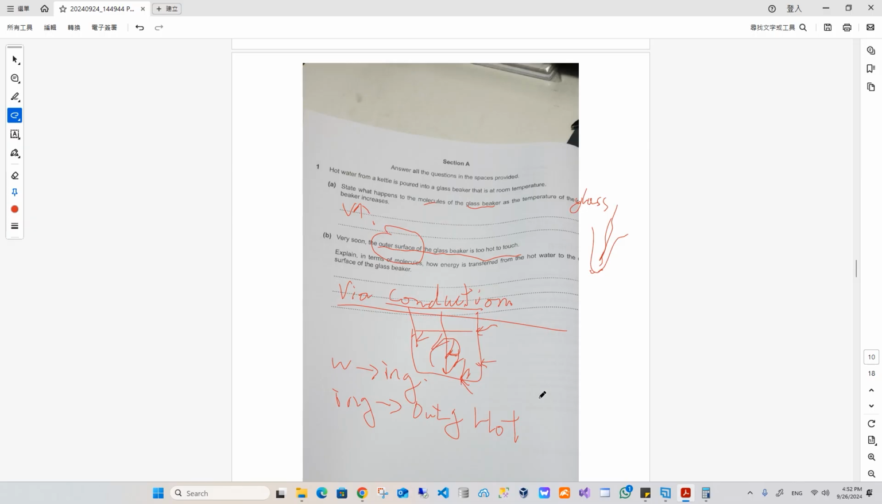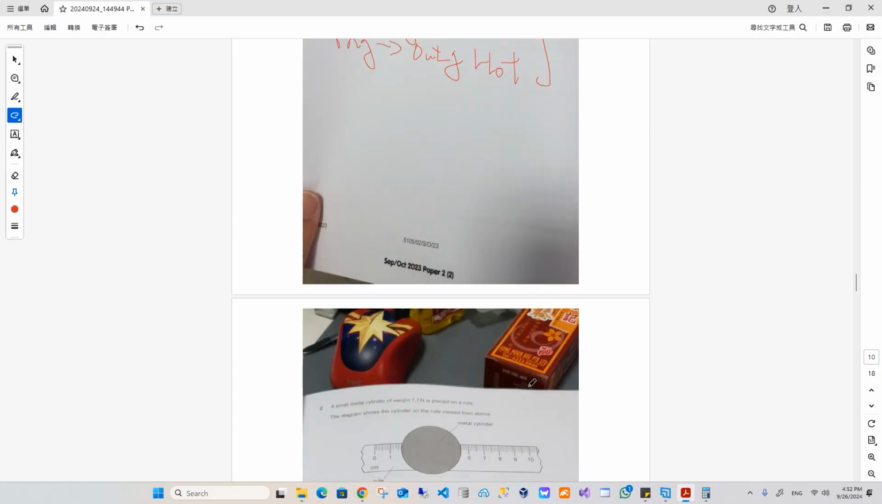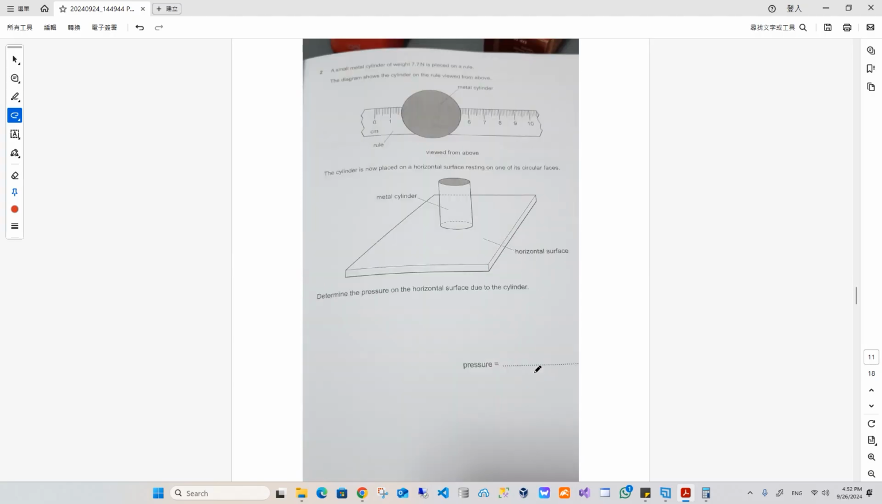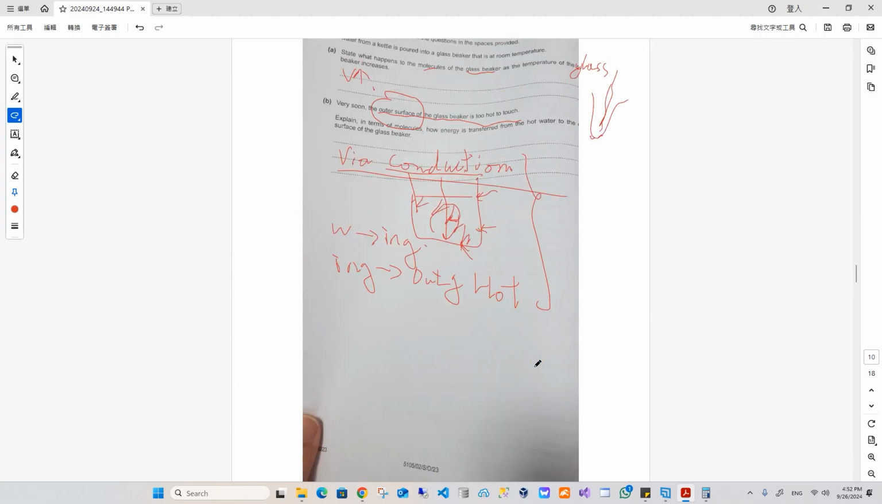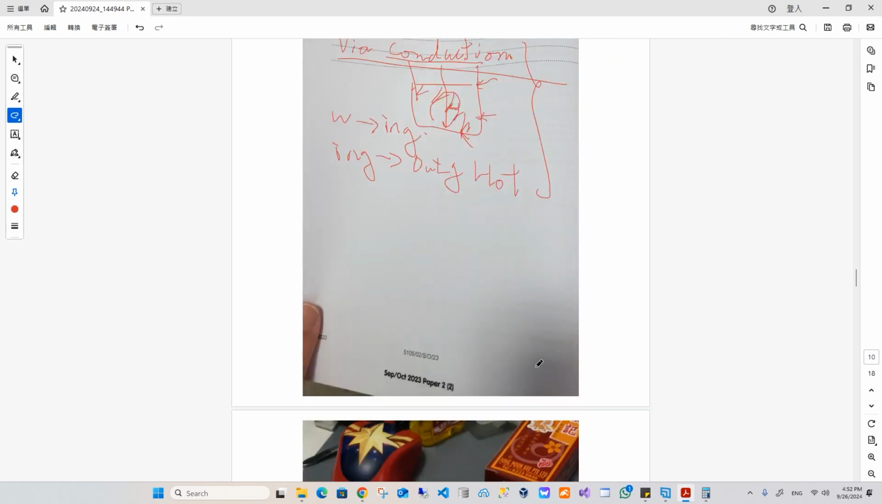So up to you to roughly answer in this way. I think you should get a very high mark. I think for N level, don't expect too deep. Just use the word conduction. I think that is good enough.